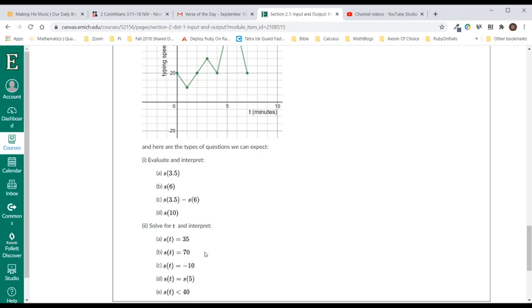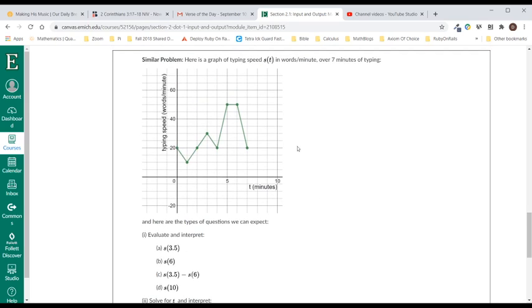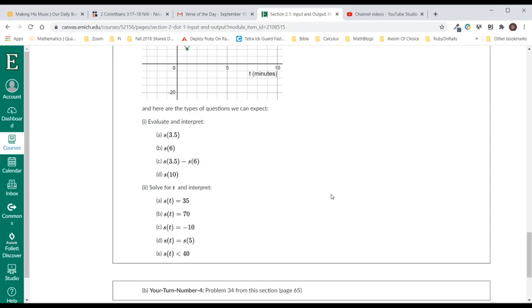When I look at B, this is asking us for all the times where the typist was typing at 70 words per minute. So I go up to the graph, I go up to 70, and there aren't any dots on the graph that are that high. The typist is never typing that fast. So in realistic terms, this never happens. In function terms, we say this equation has no solutions.